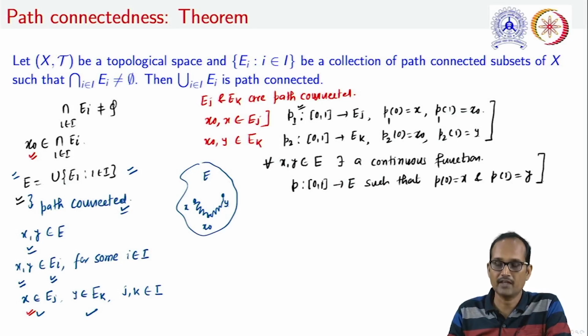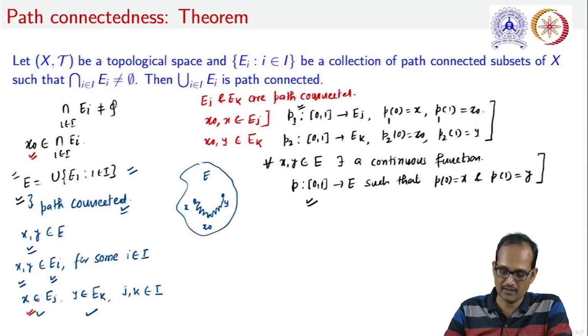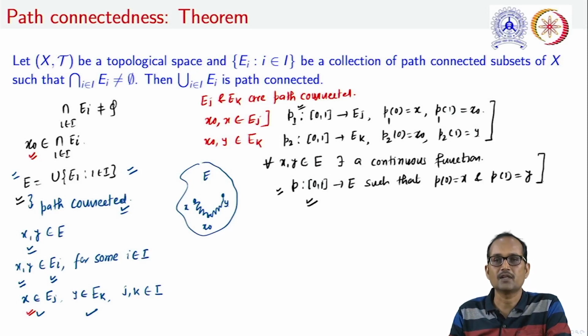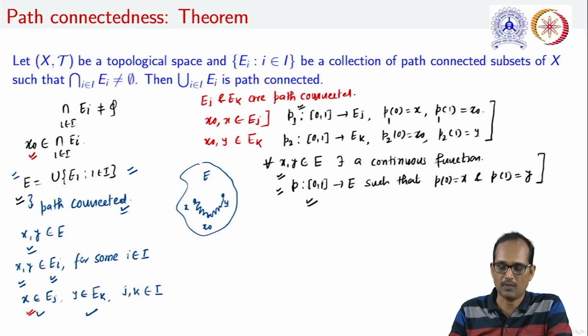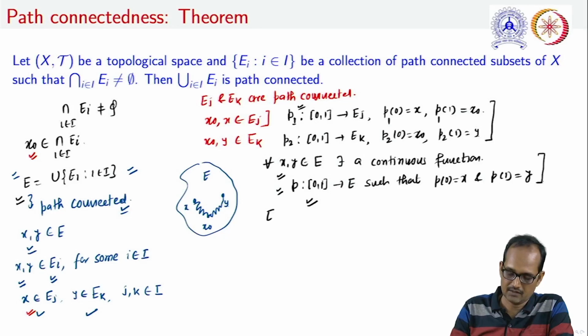It is to be noted here that I am not providing the details about this continuous function P, because this construction we have already done in the previous lecture. Thus, we can say that for each x and y there exists a path, and hence this E is also path connected.